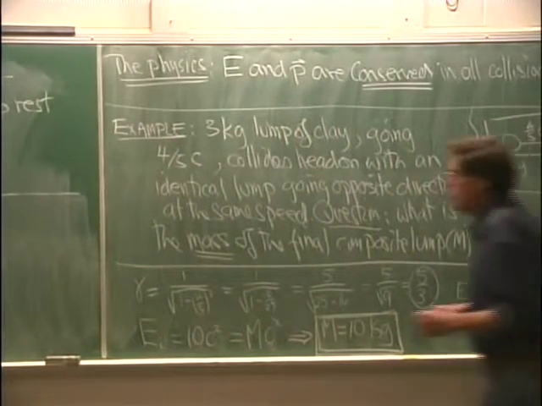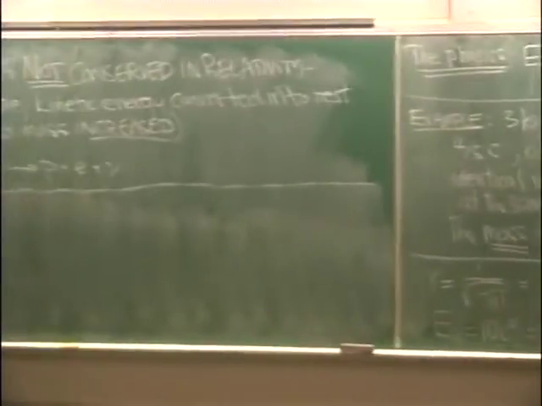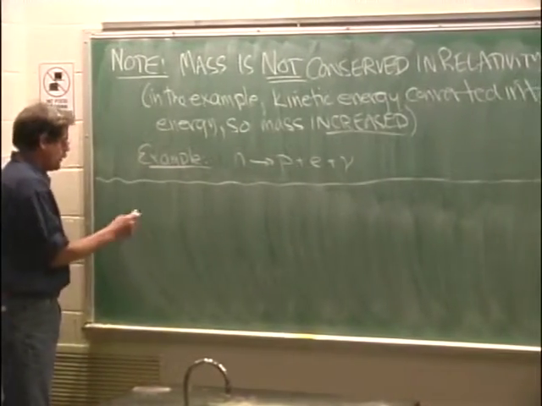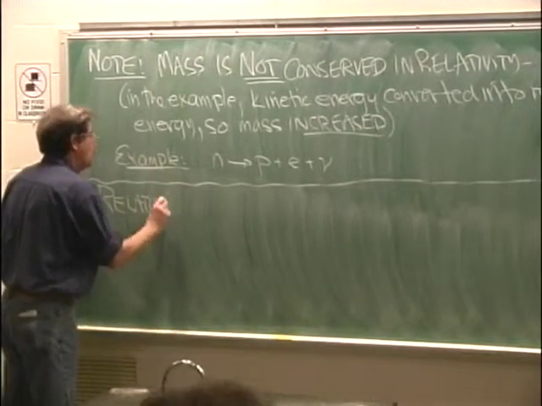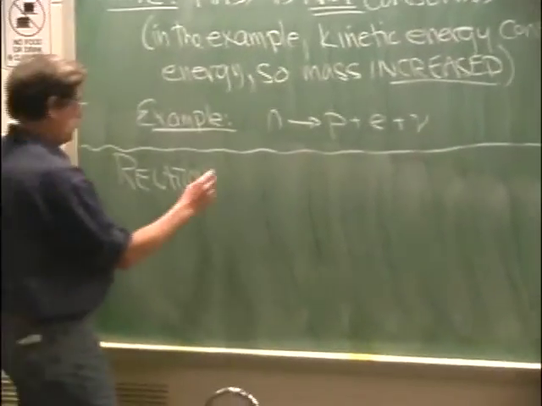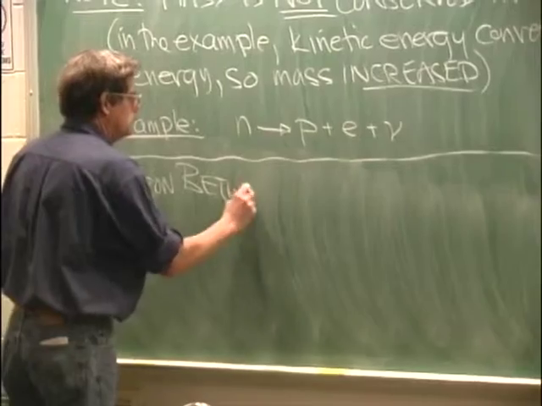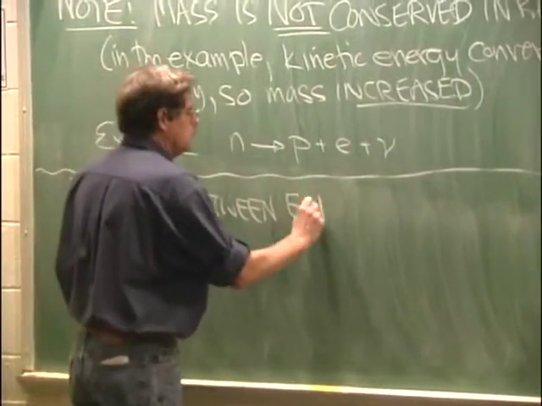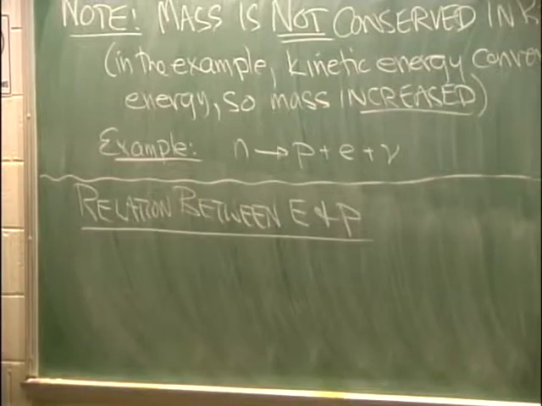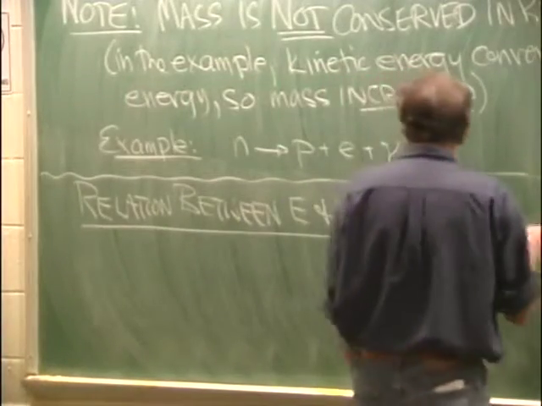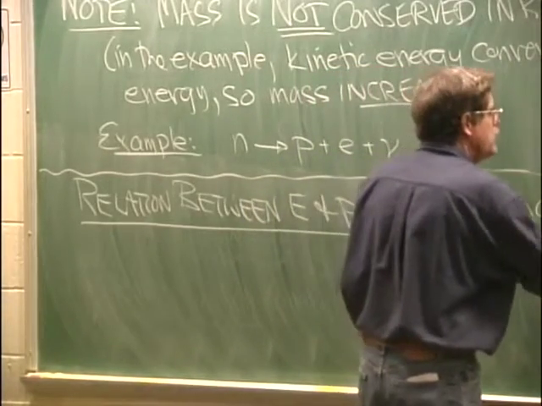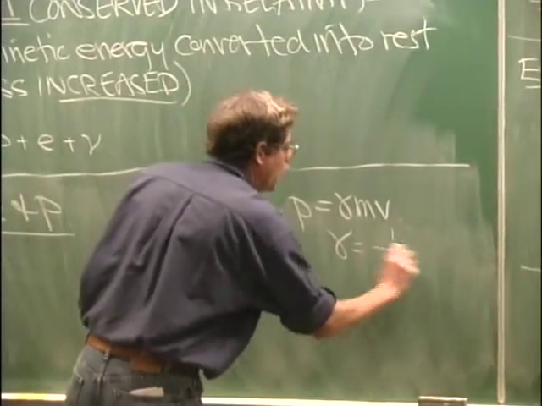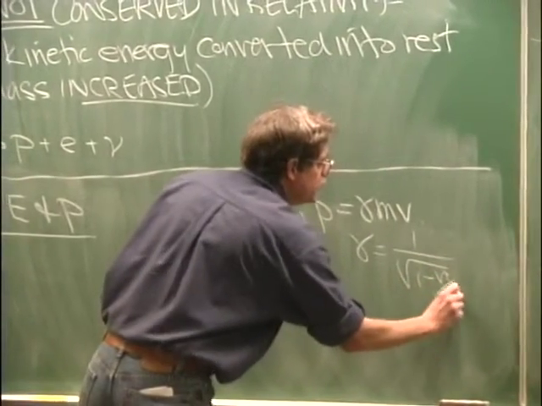Okay, I want to show you now two further implications of relativistic energy. One of them is just a useful formula relating energy and momentum. I shouldn't have erased the formulas for energy and momentum. Remember, E is equal to gamma mc squared, and p is equal to gamma mv. And gamma, of course, is 1 over root 1 minus v squared over c squared.